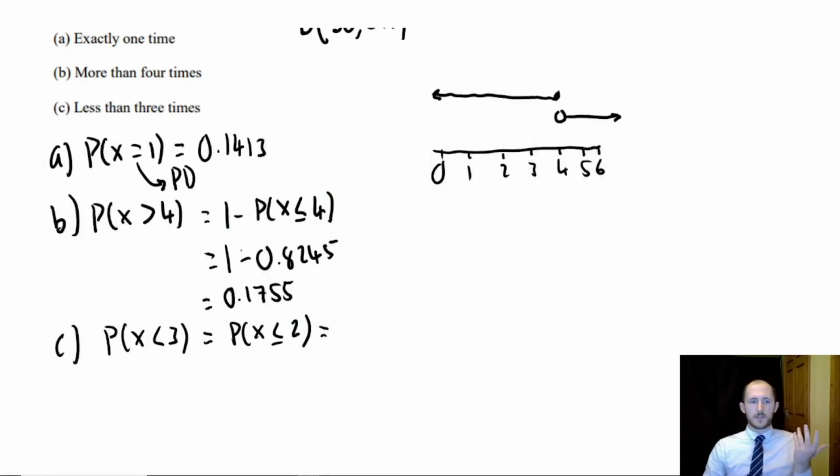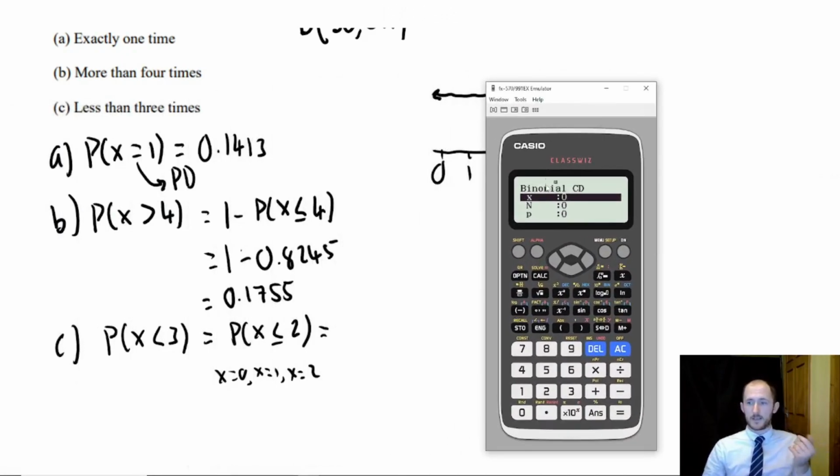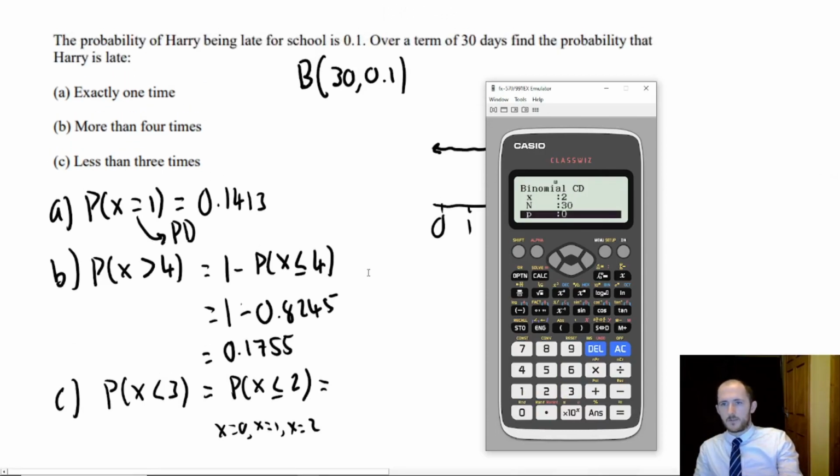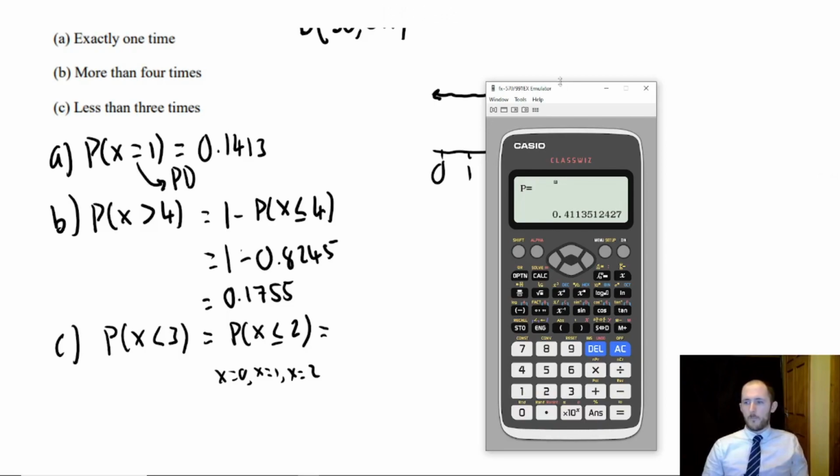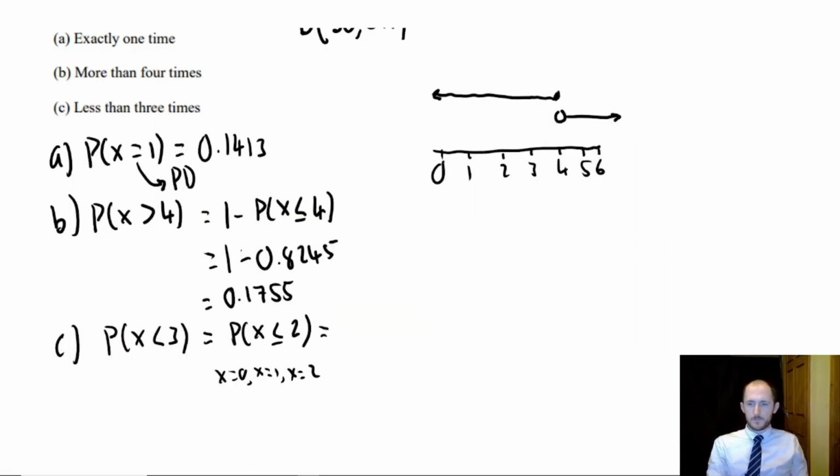It should also be noted that you could technically just work out x equals 0, x equals 1, and x equals 2 and add them all up. And you'll get the same answer because that's what your calculator is doing. But I'm not exactly sure why you'd want to do that. It would be very tedious. And then we have 30 and 0.1. Cool. And that's 0.4114. Not too bad, hopefully.